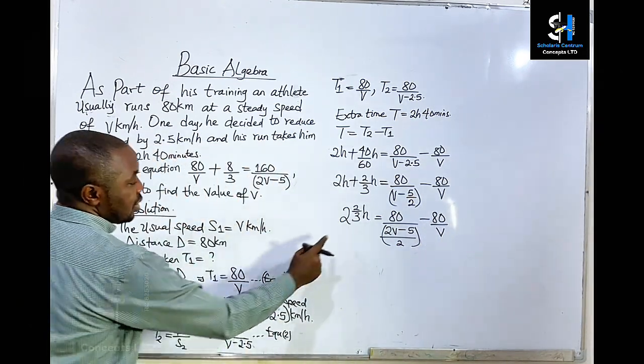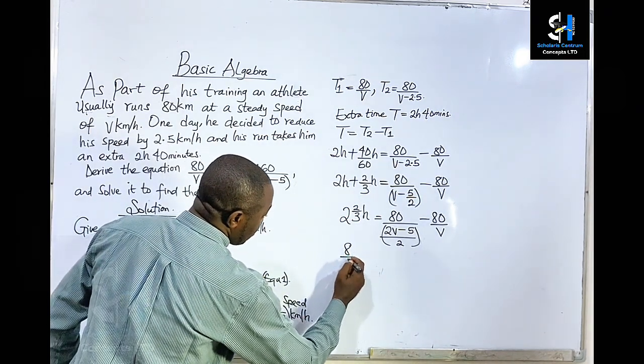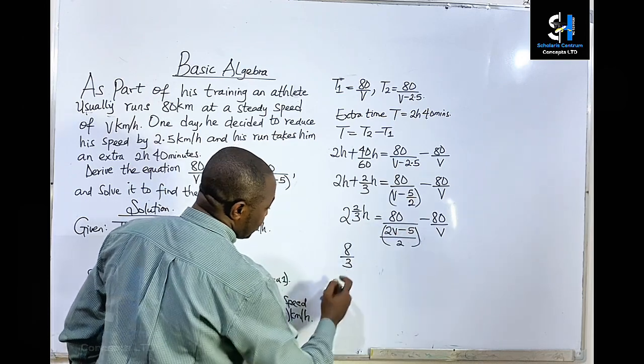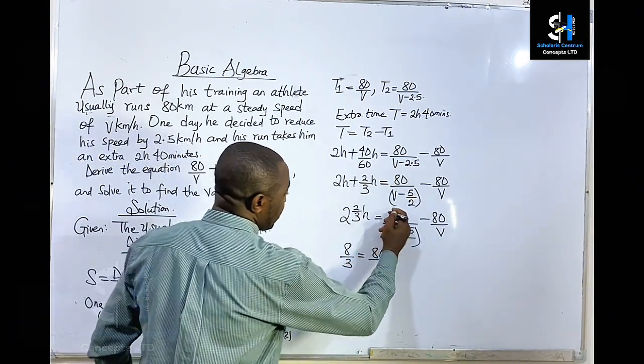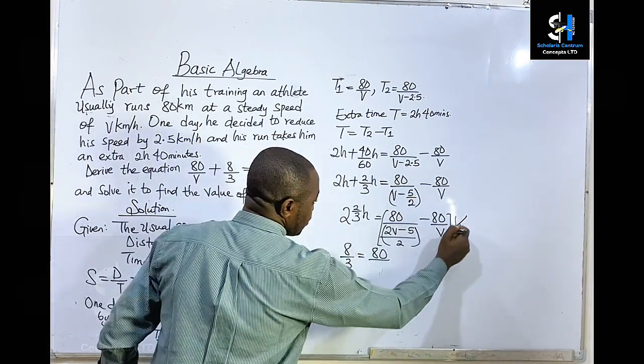Over V. Now let's change this to an improper fraction. So this becomes 8 over 3. Okay, so that's 8 over 3. Alright, so we have 8 over 3 equals to 80. Let's not forget that the unit here is also what? Hours. So this will cancel out.